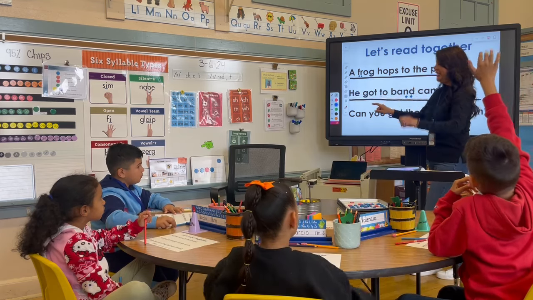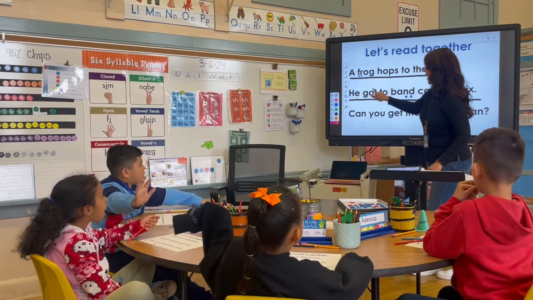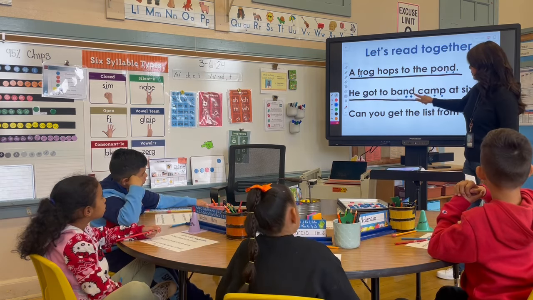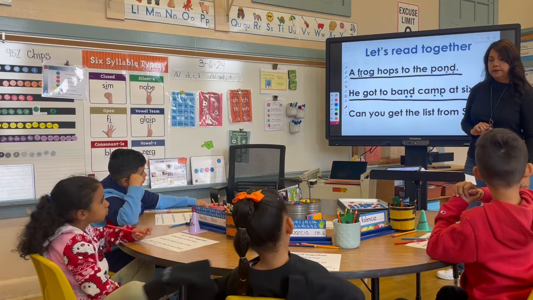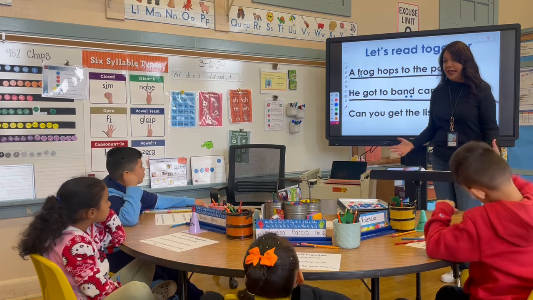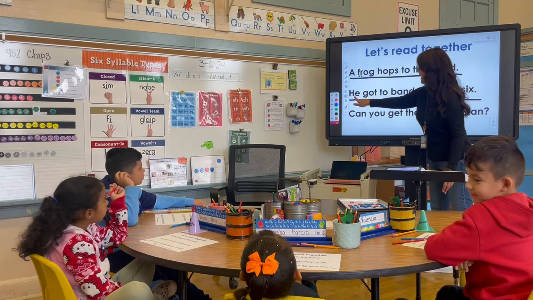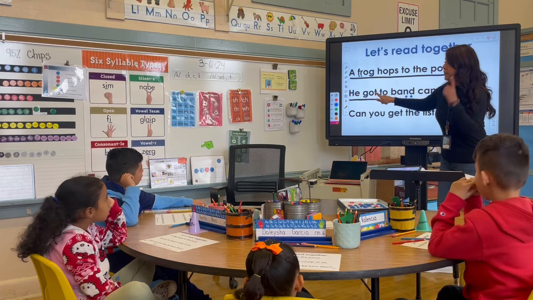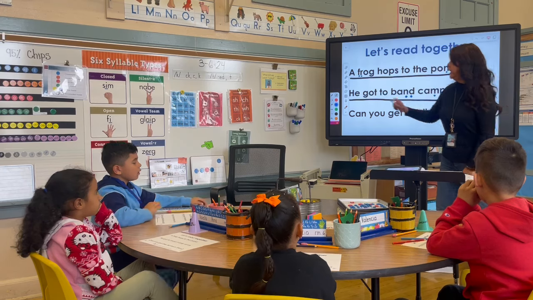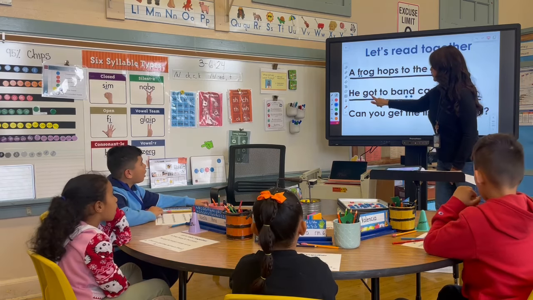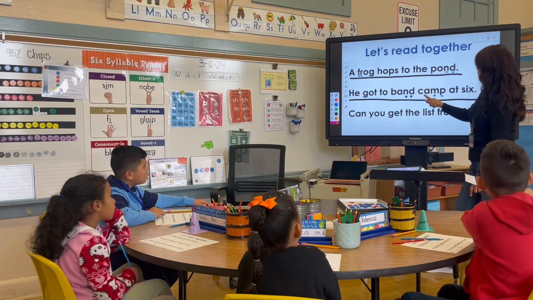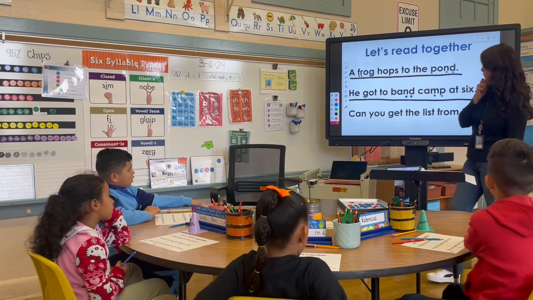To. Let's put the 3 together. He got to. And then can you read our next word? Band. We know a band is a group of musicians that play music, right? Let's read our 4 words. He got, I don't hear you. I'm going to wait till everybody's sitting up. Here we go. He got to band. Band. And then Fernando, do you think you can sound this one out for us?